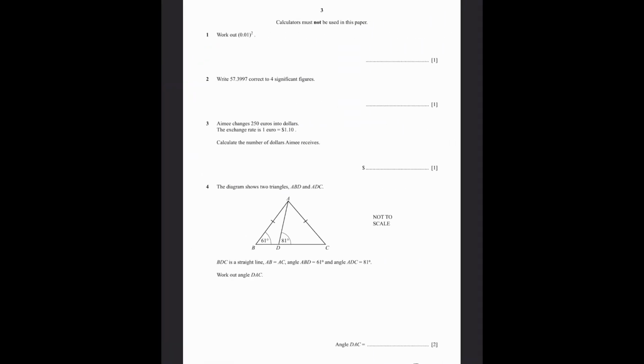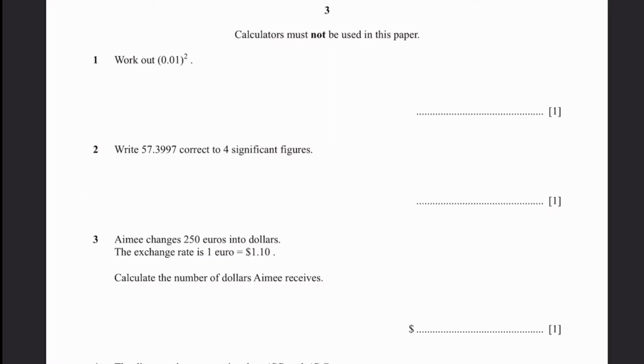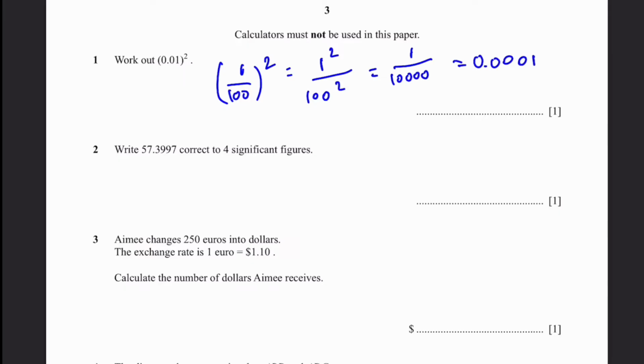Let's start. Question 1. Work out 0.01 whole squared. That's just going to be 1 by 100 squared, which is 1 squared over 100 squared. That's 1 over 10,000. And in decimal form, it's just 0.0001. A useful strategy for squaring these numbers, if you don't know how to do it directly in decimal, just convert it to fraction. Convert this decimal to a fraction, square the numerator and denominator separately, and then bring it back to a decimal if you can.